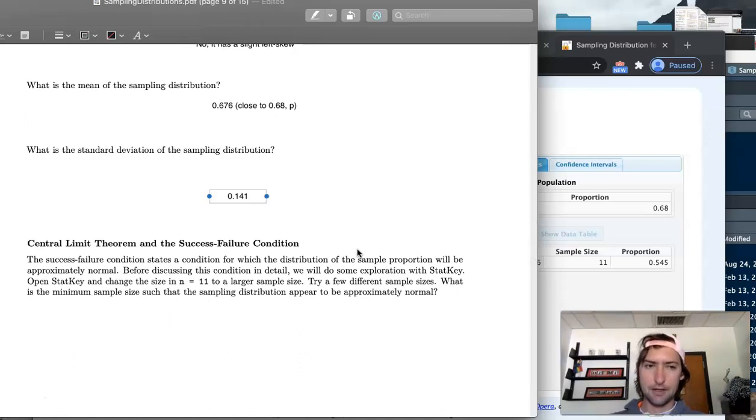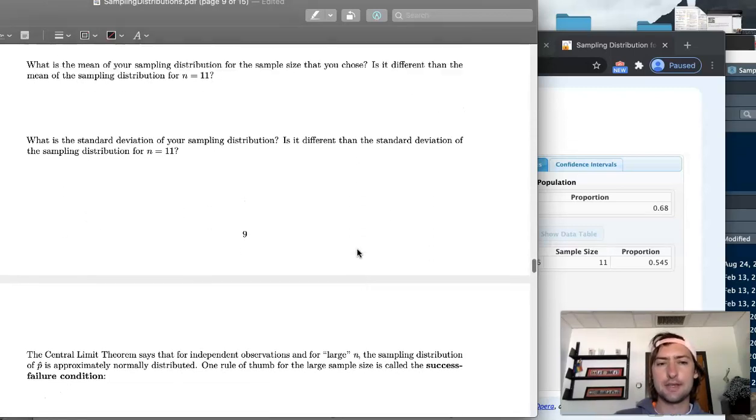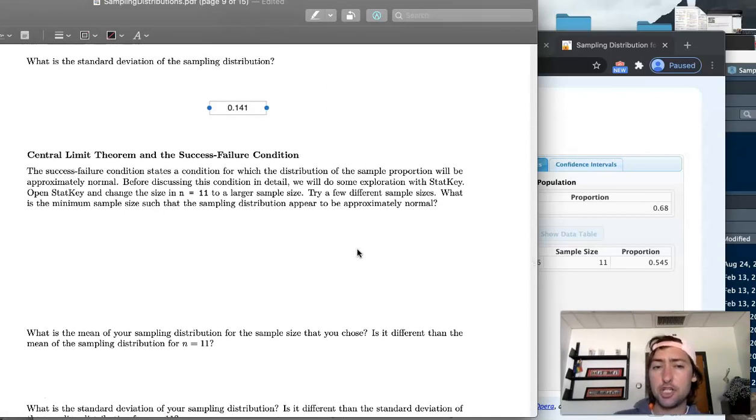Okay, so the last thing that we'll do is just investigate how the shape changes as we increase our sample size. What if we were to, instead of repeatedly taking samples of 11 families, sample 20 families and do that thousands and thousands of times? What would change about our sampling distribution? We'll see: does the shape change? Does the center change? Does the spread change? We're going to look at all three of those things.